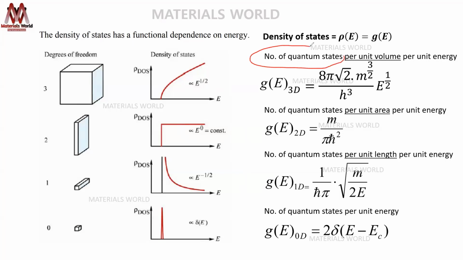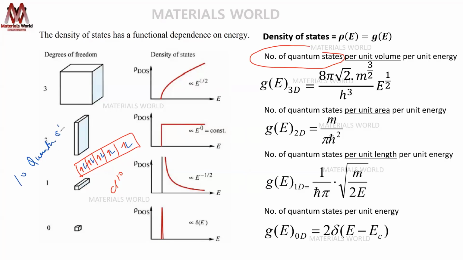Number of quantum states means, like for the d subshell, you have 1, 2, 3, 4, 5 orbitals, right? So you can accommodate up to 10 electrons. You fill 1, 1, and 1, and then you fill another. This is d10, right? D subshell. How many quantum states are there? 10 quantum states.